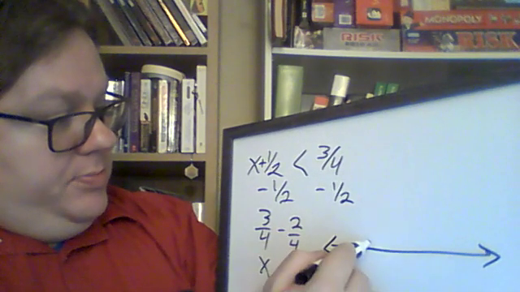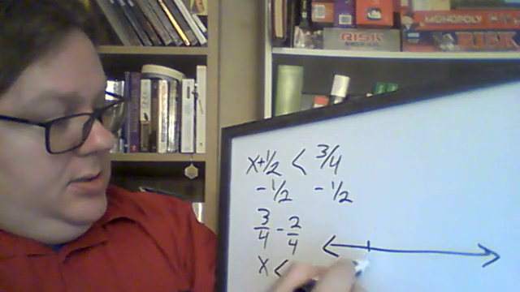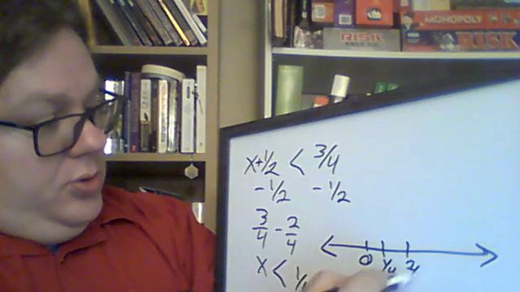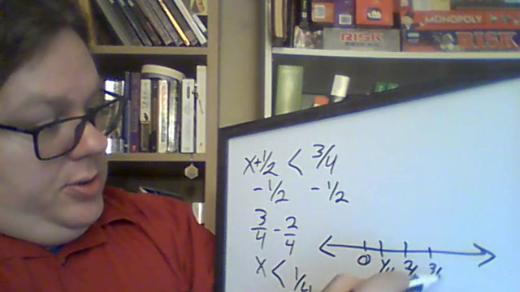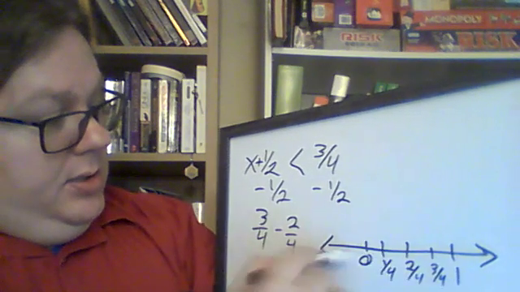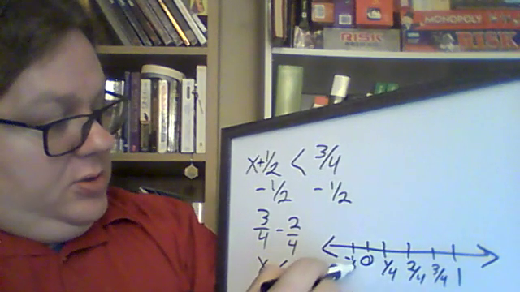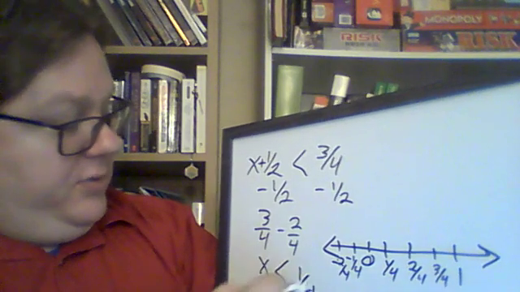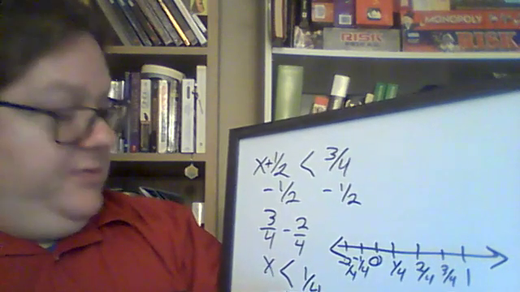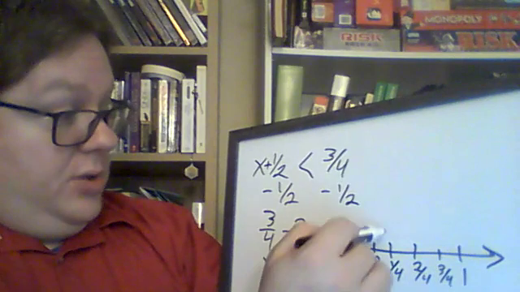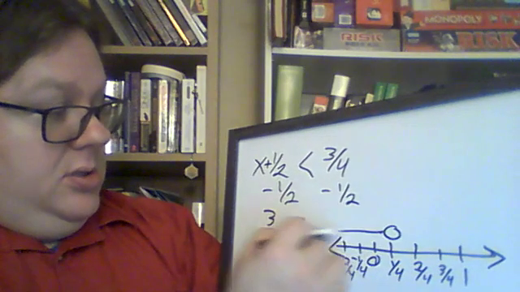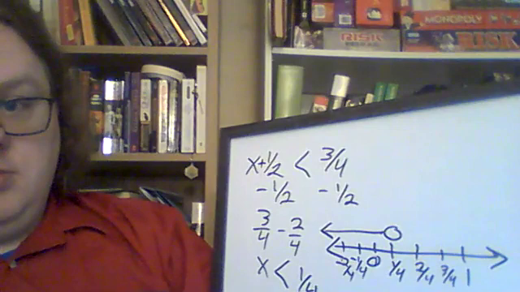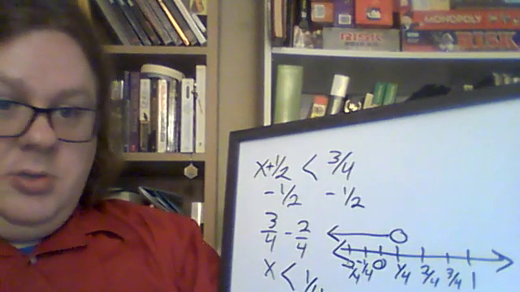And then we're going to graph it by going 0, 1/4, 2/4, 3/4, 1. Negative 1/4, negative 2/4, so on and so forth. It's less than a positive quarter, so we're going to do an open circle, pointing to the left. Work for you? Works for me.